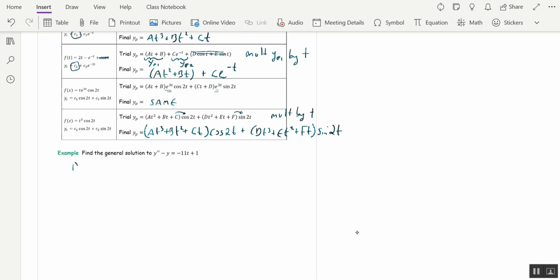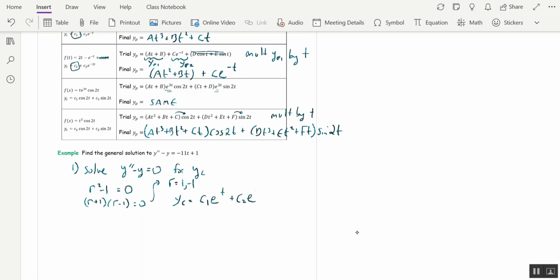Step 1, we need to solve the associated homogeneous differential equation for yc. So the characteristic equation for this is r squared minus 1 equals 0, which factors as r plus 1, r minus 1 equals 0. So r is 1 and negative 1, those are my two roots, and my yc is c1 e to the t plus c2 e to the negative t.